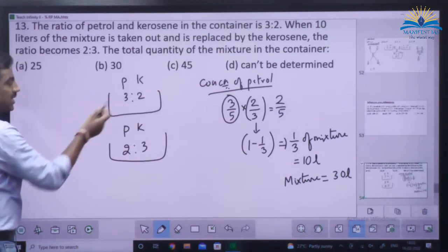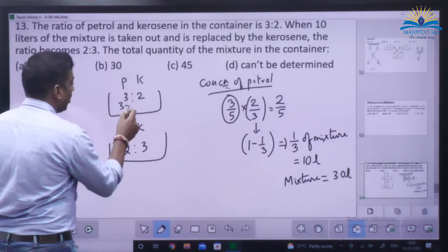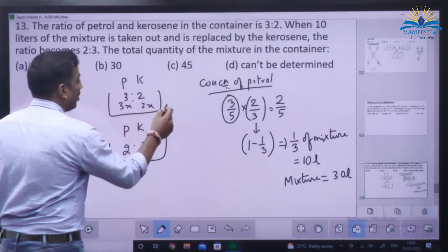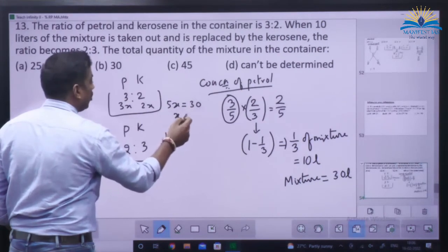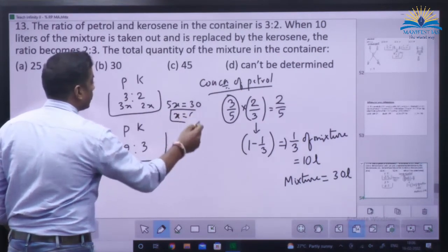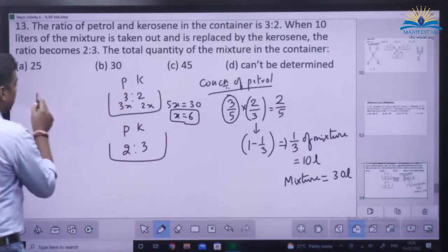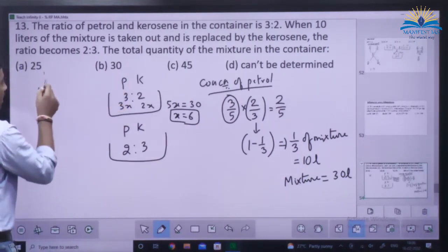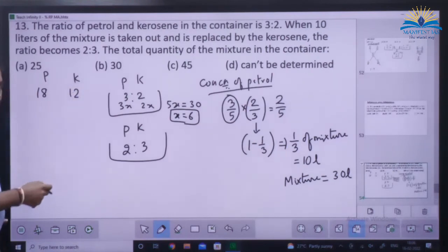Now, what is the amount of petrol? 3x, 2x, totally how much? 5x. 5x is equal to 30. X is equal to 6. So amount of petrol, 3x, is 18 liters of petrol, and 12 liters of kerosene is there.